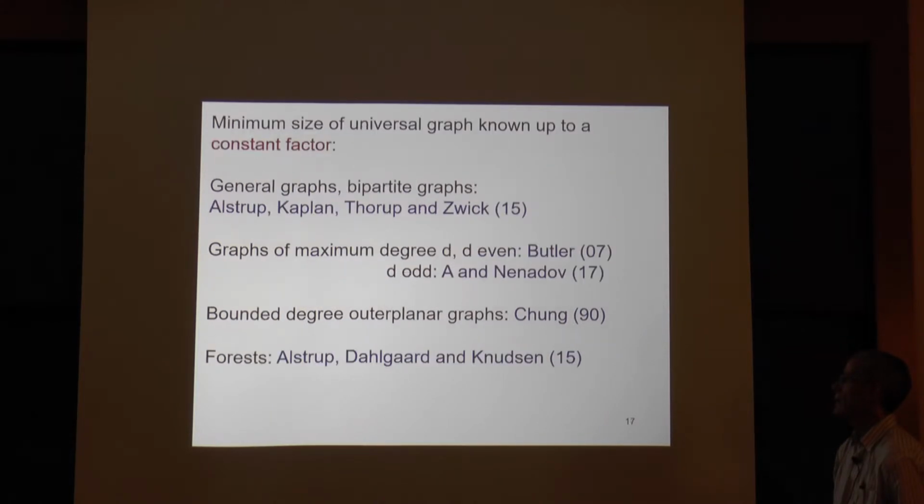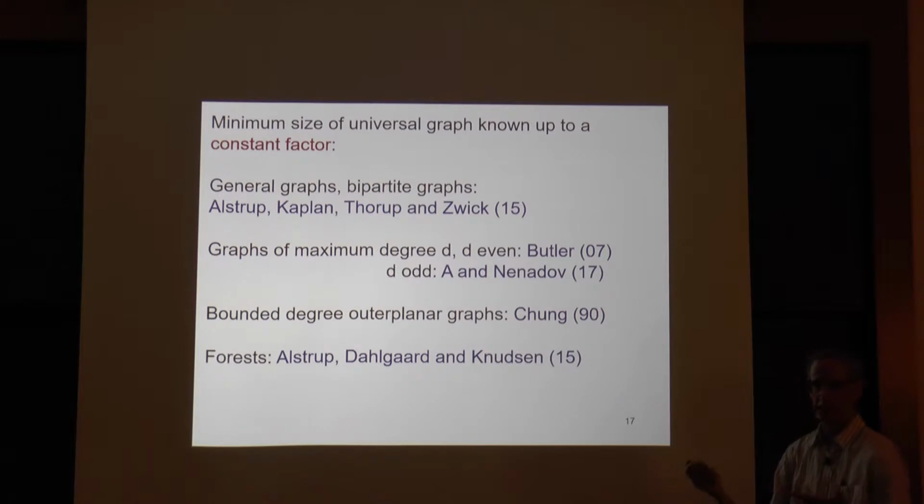Actually here I listed all the families for which the minimum possible size of a graph containing all members as induced subgraphs is known up to constant factors. So these are all of them. These are general graphs and bipartite graphs on at most k vertices. I'll talk a little bit more about that later. Graphs of maximum degree d for even d and for odd d. As I said, for odd d it's somewhat more complicated. Bounded degree outerplanar graphs and forests. Everything is graphs with at most k vertices, right?